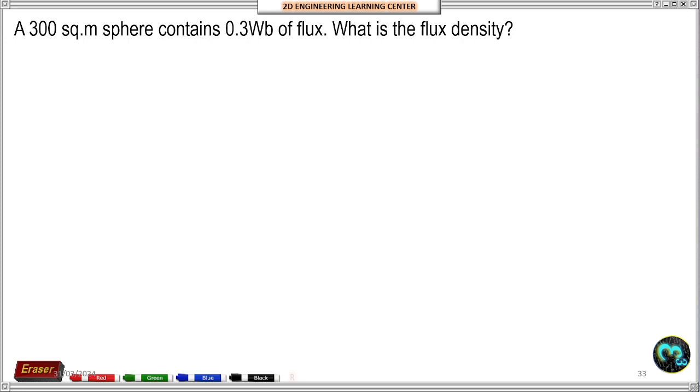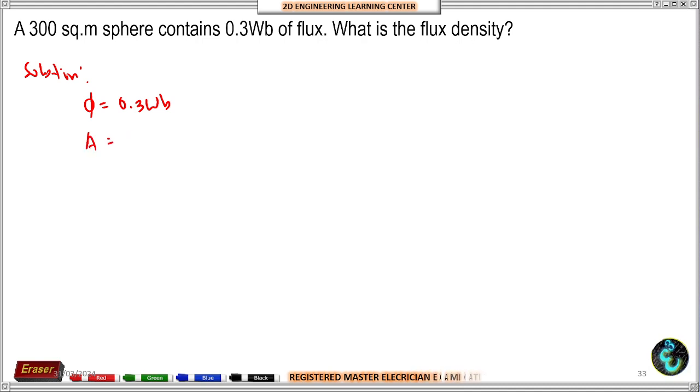Okay, so we have a 300 square meter sphere that contains 0.3 Weber of flux. So what is the flux density? So the given units are Weber and square meter, so malamang yung magiging unit natin dito is in Tesla, no? Solution. So the given flux is 0.3 Weber. The given area is 300 square meter. So hinahanap natin is the flux density.